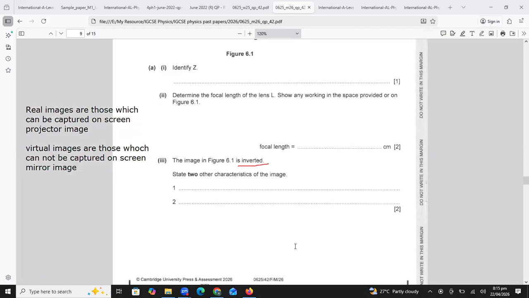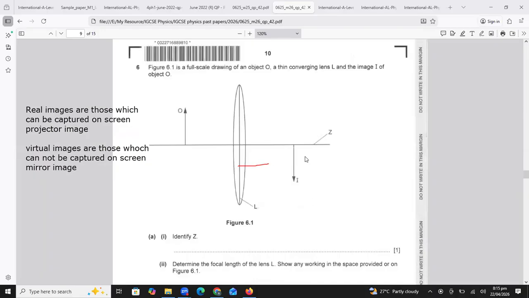But my question is, how can we identify in this diagram whether the image is real or virtual? Because with the help of this diagram, I am unable to identify whether it is real or virtual. So it's a simple trick, beta. If the image is inverted, it means it is upside down. So such images are real images. All right. Inverted images are real images.